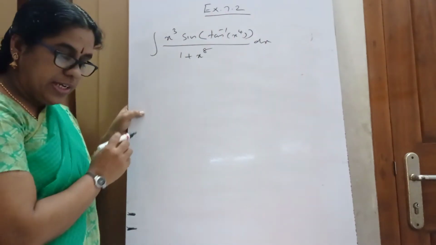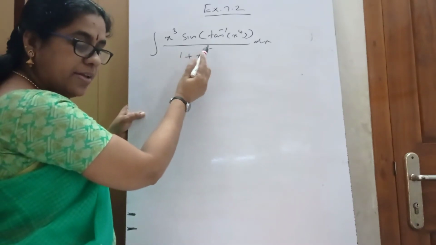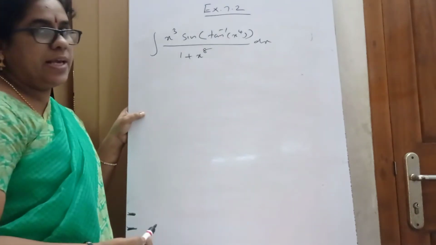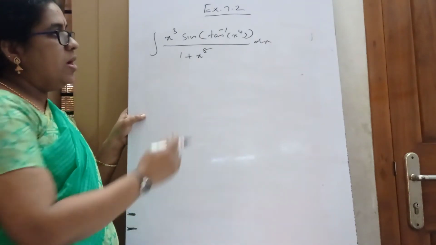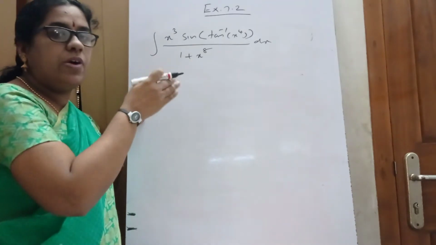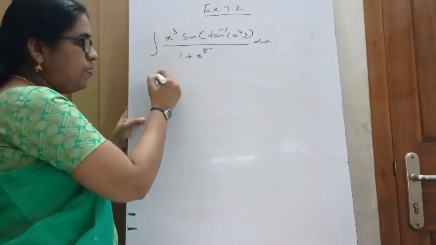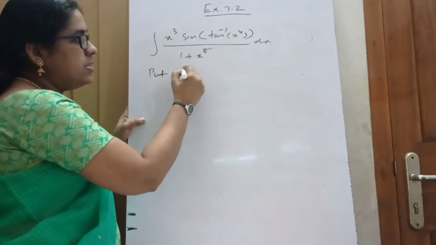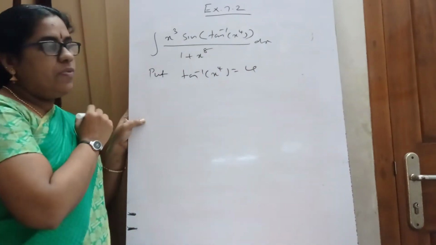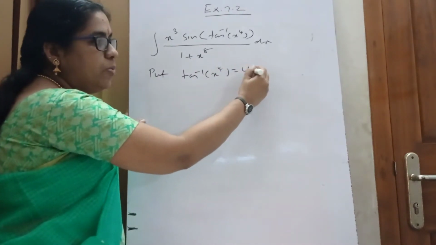Okay, the question is the integral of x cube into sine of tan inverse x raised to 4, divided by 1 plus x raised to 8, into dx. Don't worry, it's a very simple question. Here we have to find the function where we want to put u. If we put tan inverse x raised to 4 equal to u, we put it as u.